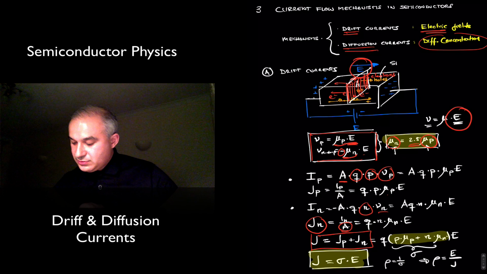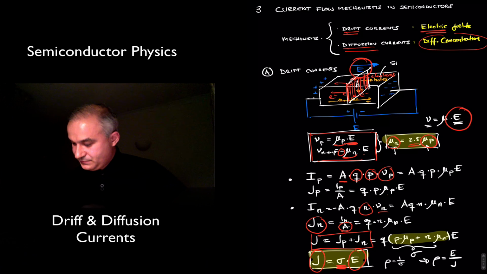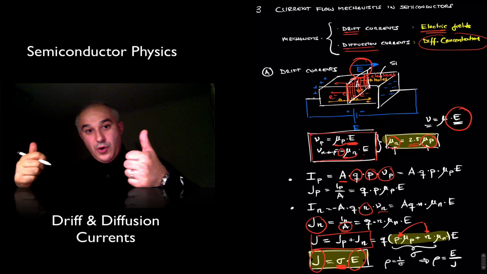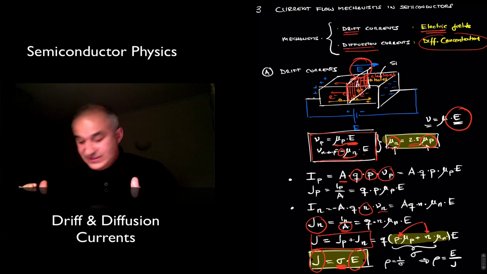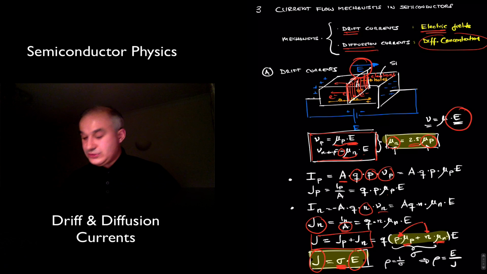Big result: the current is proportional to the electric field, not a surprise, and a conductivity. That conductivity is going to depend on the concentration of doping of holes, the concentration of doping of electrons. The more you dope, the more conductive the material is, and then the mobility of electrons and holes.